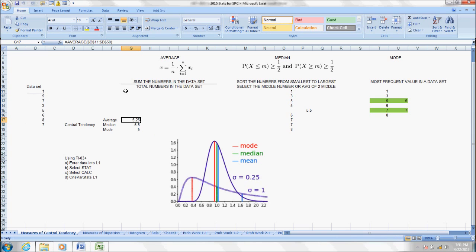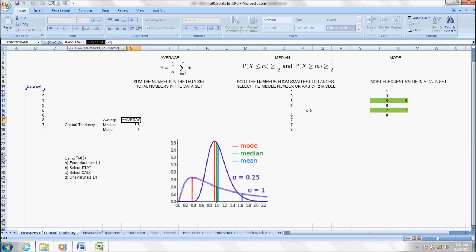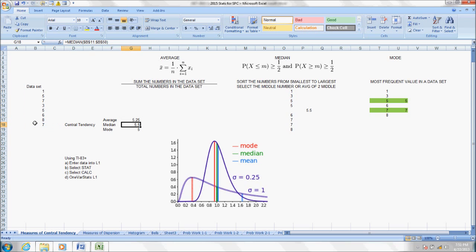And actually Excel does it for you much quicker. If you want to look here, you can average the data. You just come in, type in average, highlight your cells, and hit enter. 5.25.